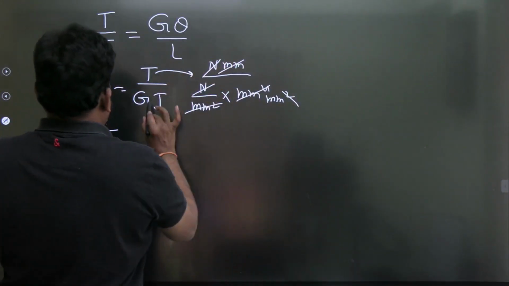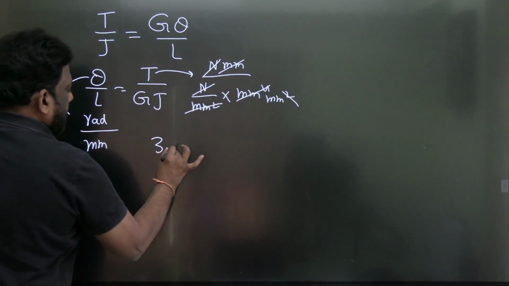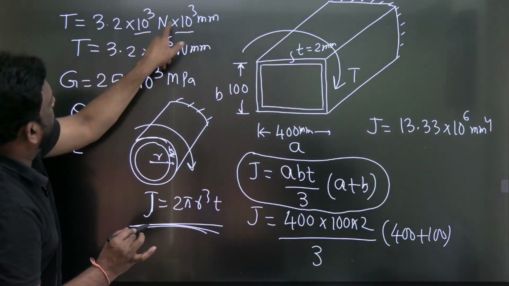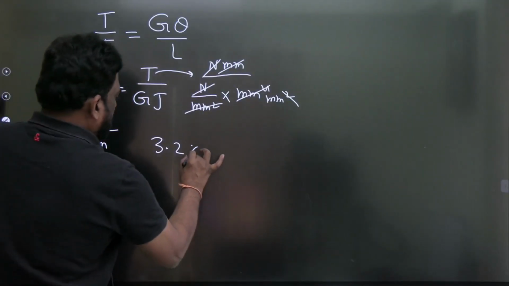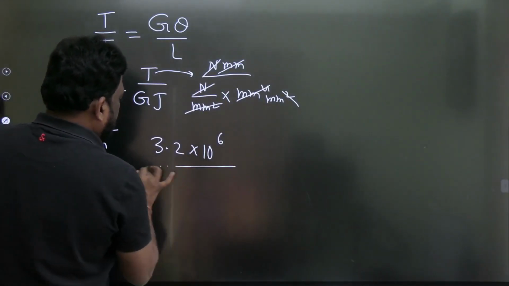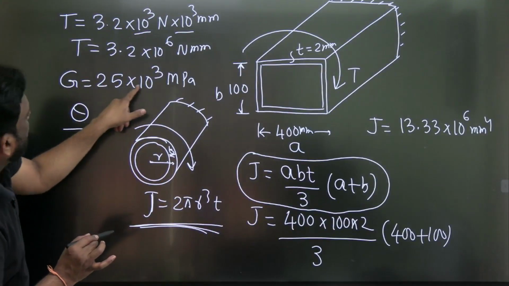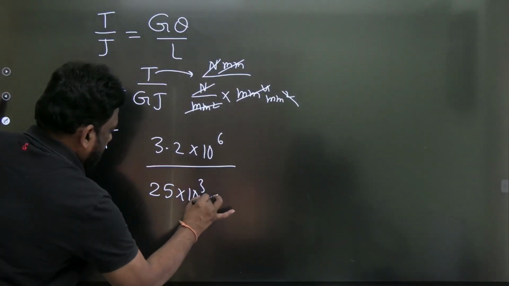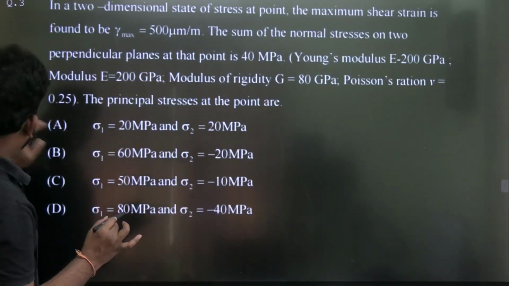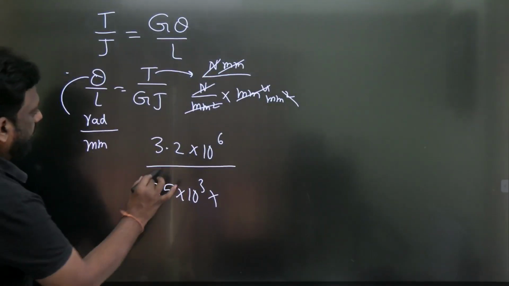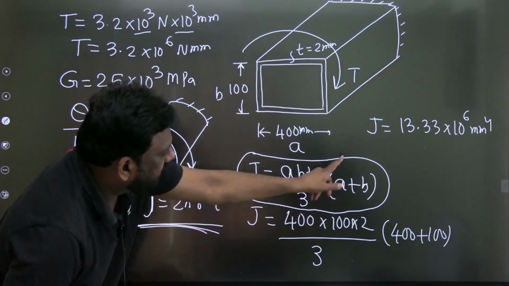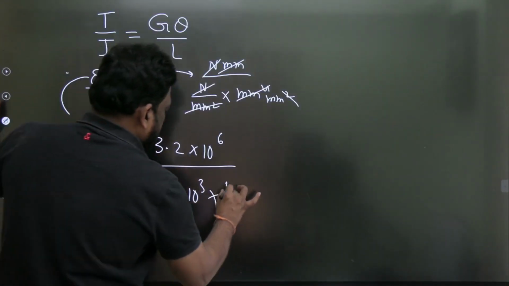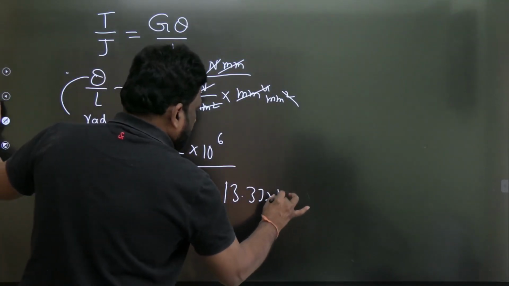So now, dekho, T is already known, 3.2 into 10 power 6 Newton mm. So 3.2 into 10 power 6 Newton mm by G. What is G? 25 into 10 power 3. 25 into 10 power 3 into J. What is J? Already we have calculated. J is 13.33, correct na? 13.33 into 10 raised to 6.